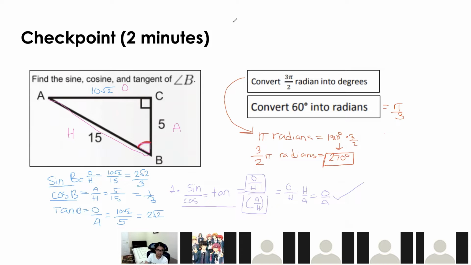So sine squared B, moving up here, sine squared B is 8 over 9. Let me just write the whole thing. So we're going to look at sine of B squared.